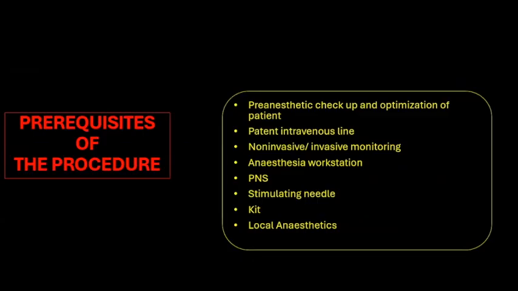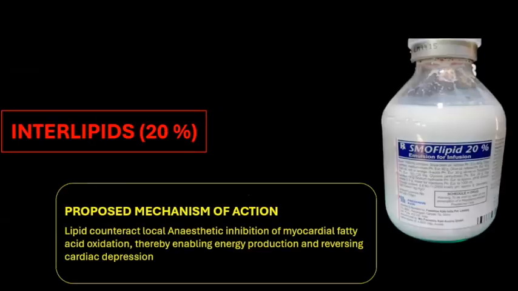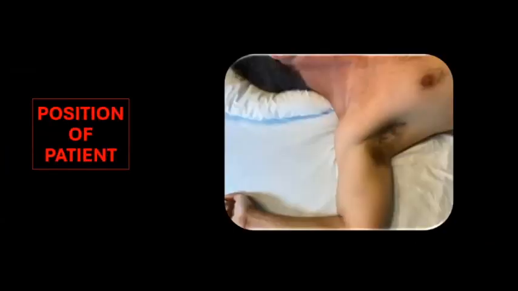Pre-optimization of the patient with a pre-anesthetic checkup for any comorbid conditions is to be done. When the patient is taken to the OR or procedure room, a proper intravenous line, all types of monitoring, and an anesthesia workstation for plan B in case of block failure, PNS, ultrasound machine, stimulating needle, and local anesthetic are to be kept ready. Last but not the least, intralipid 20% to counteract any local anesthetic toxicity.